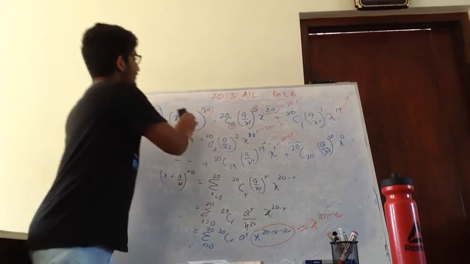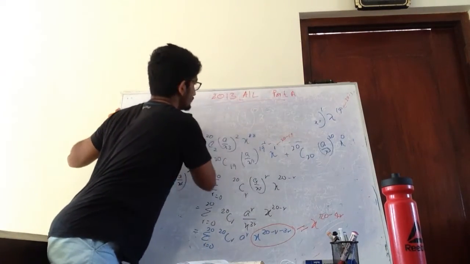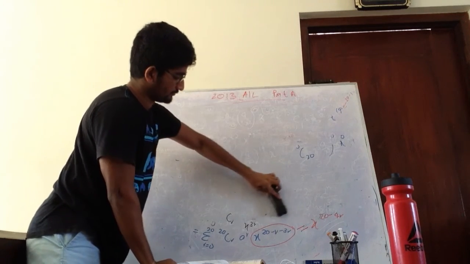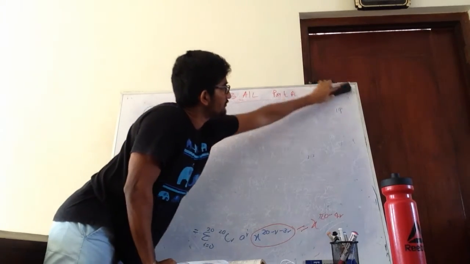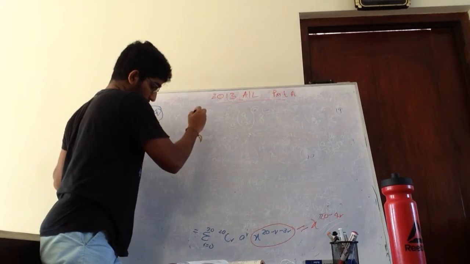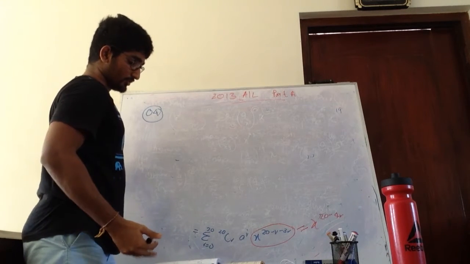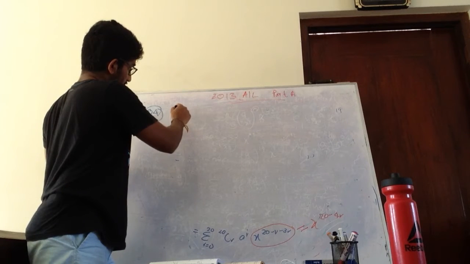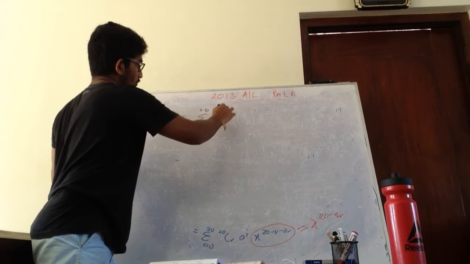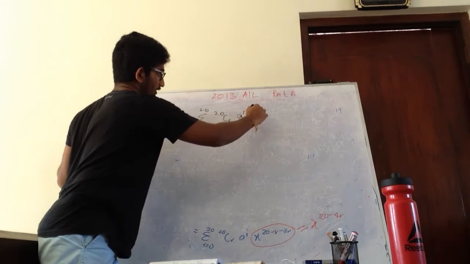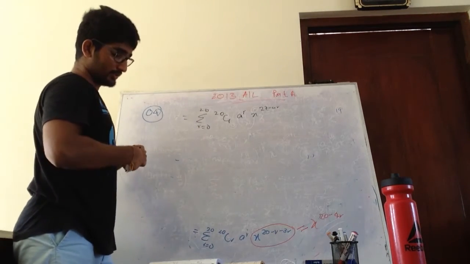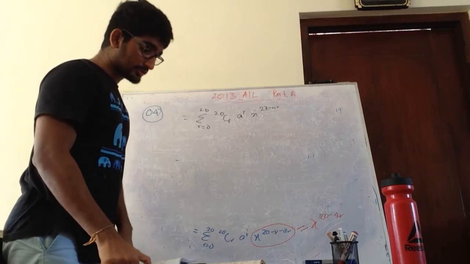Right, so now we come up to the point where we call... it becomes equal to R equals 0 to 20, 20 CR A^R x^(20 minus 4R). Correct, no? Now what are they asking?